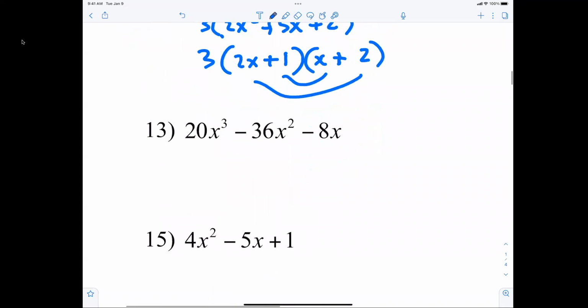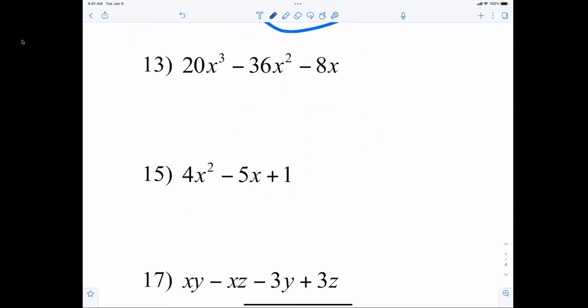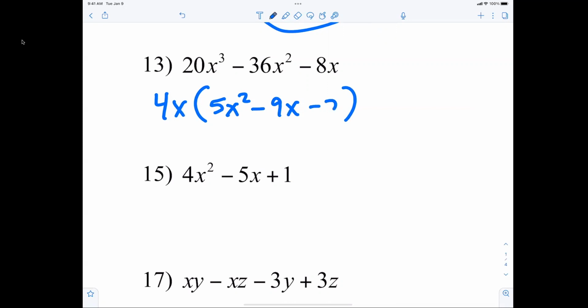Come on, 13. We're doing good. 4x. Beautiful. What's left? 5x squared, 9x, and then minus 2. Minus 2, right? Because the x was pulled out.